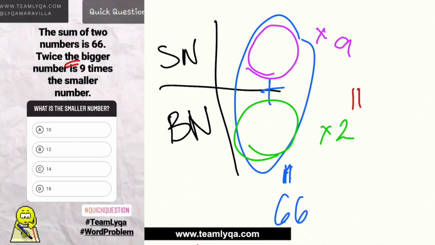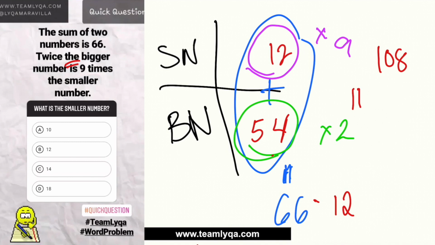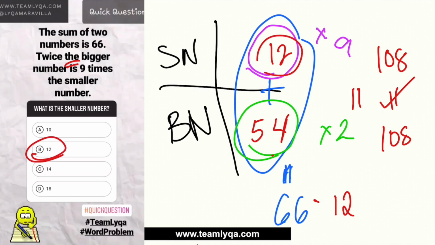So, gagawin na natin, lagyan natin dito 12. Kung 12 yung number na yan, ang gagawin ko para makuha yung bigger number, 66 lang minus 12. 66 minus 12 will give me 54. Okay? Tapos ngayon, i-multiply ko na. So, 12 times 9, ang ginagawa ko dyan is just 12 times 10 tapos minus isang 12. So, 120 minus 12. That should give me 108. 54 times 2 is 108. Equal na sila. So, ibig sabihin tama na yung 12. The answer is letter B.